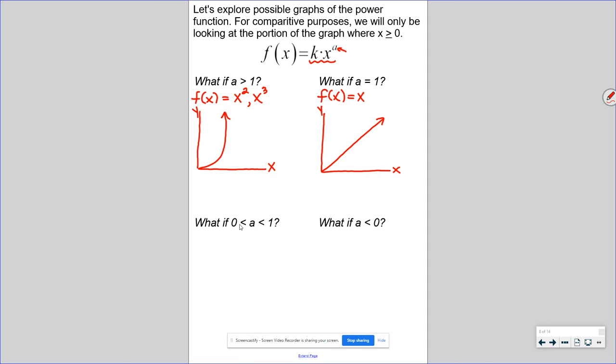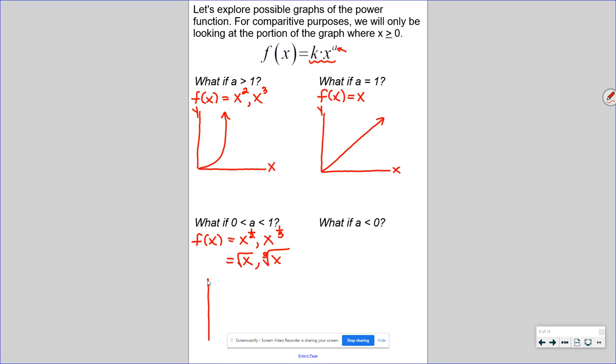Okay, what if a was a number between 0 and 1? That to me is like maybe 1/2 or 1/3 or something like that. So what would that graph look like? Well, x to the 1/2 power is the same as the square root of x. X to the 1/3 power is equal to the cube root of x.